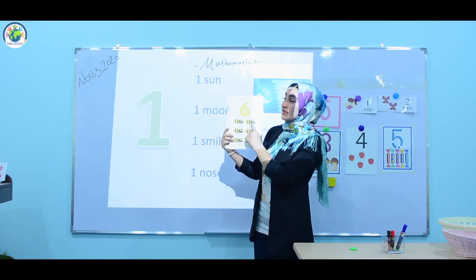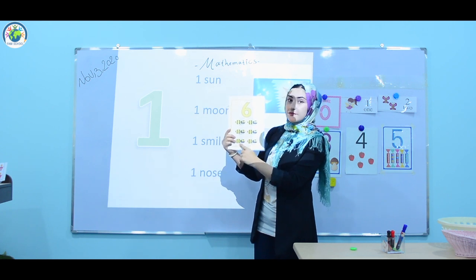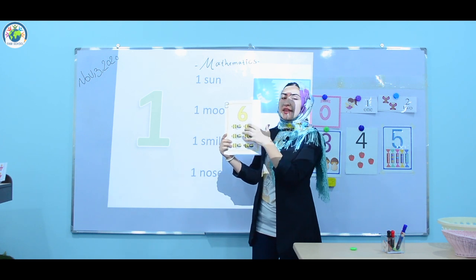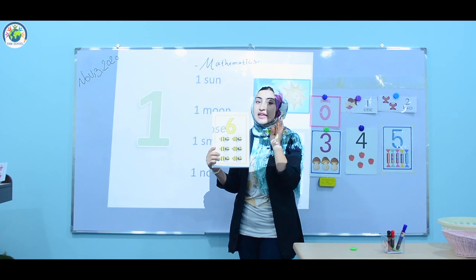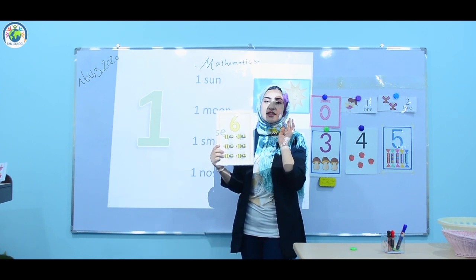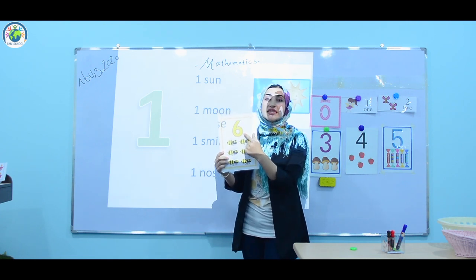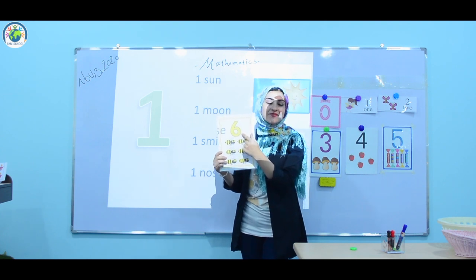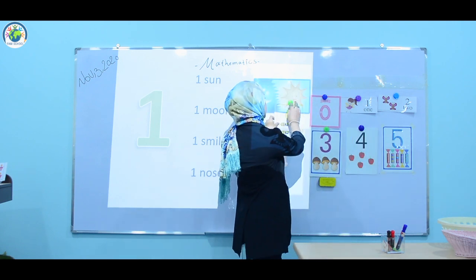1, 2, 3, 4, 5, and 6. Very good. Now we have 6 bees. How many? 6 bees. And what's that number? Number 6. Good job. This is number 6.